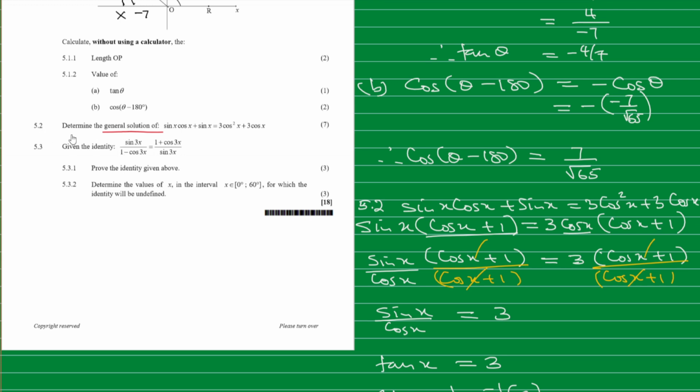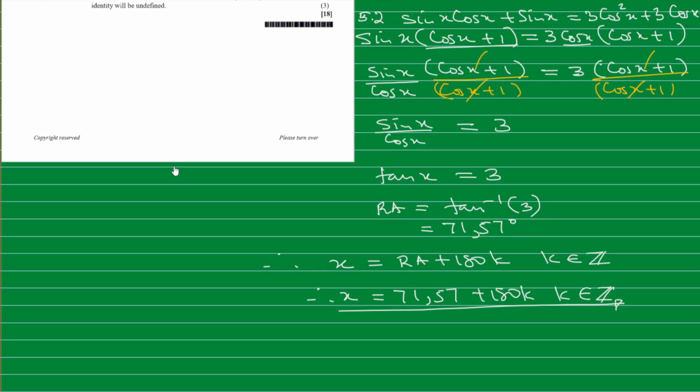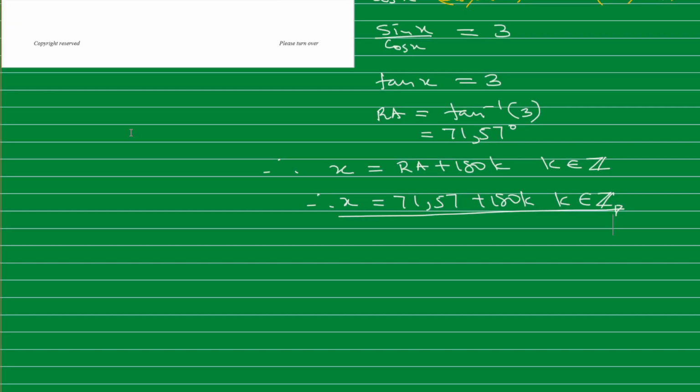Question 5.2. Then 5.3, given the identity sine 3x over 1 minus cos 3x is equal to 1 plus cos 3x over sine 3x. Prove the identity given above. 5.3.1.